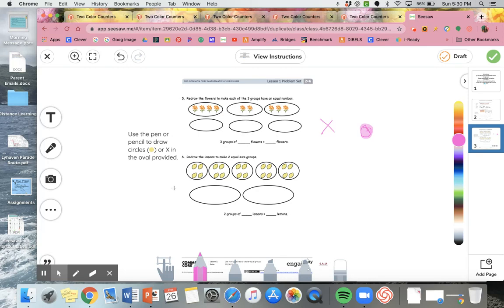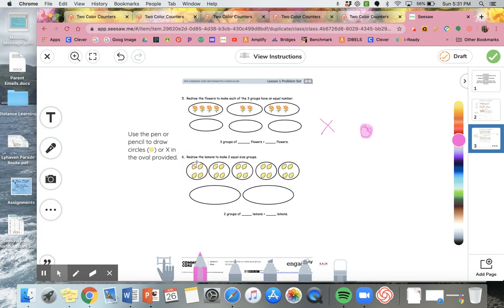Number 6, redraw the lemons to make 2 equal size groups. Right now we have groups of 4. And you have 1, 2, 3, 4, 5, 6, 7, 8, 9, 10, 11, 12, 13, 14, 15, 16, 17, 18, 19, 20. So you want to make sure that when you're making your equal groups, you have 20 in the end.